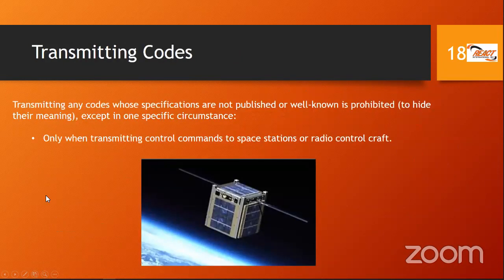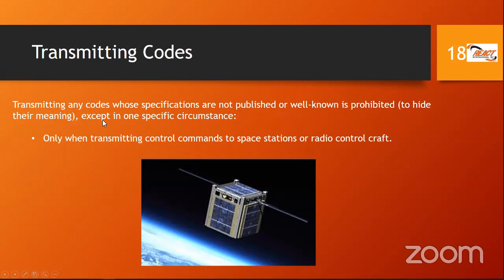Okay, so codes. Transmitting any code that obfuscates, or makes that transmission not transparent or unable to be decoded by someone, is prohibited. So you cannot send encrypted messages as an amateur radio operator. It must be what we call clear text transmission. Any amateur operator must be able to decode it. That is why you cannot transmit codes that hide the meaning of the transmission.